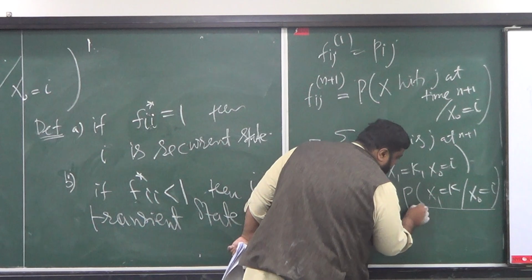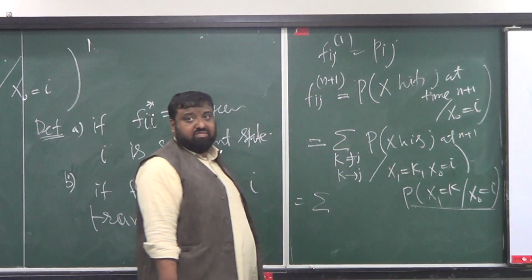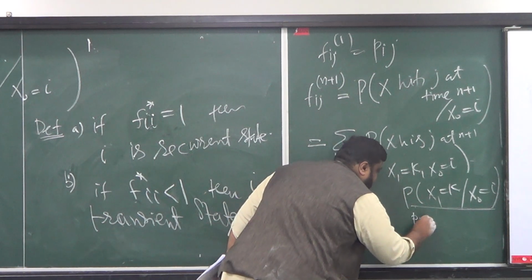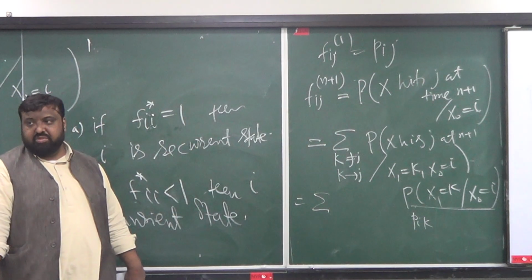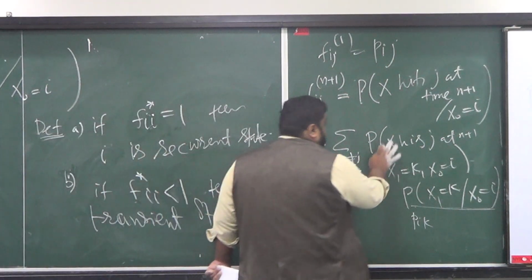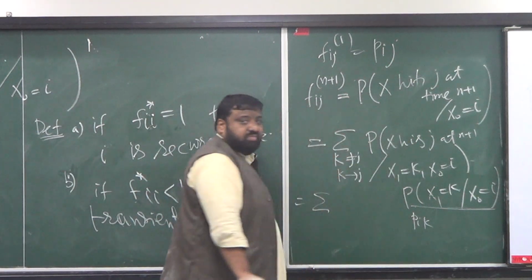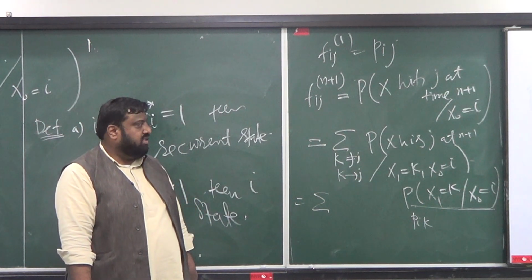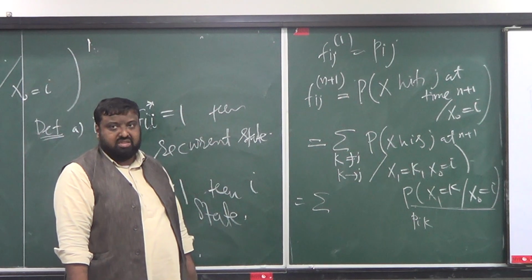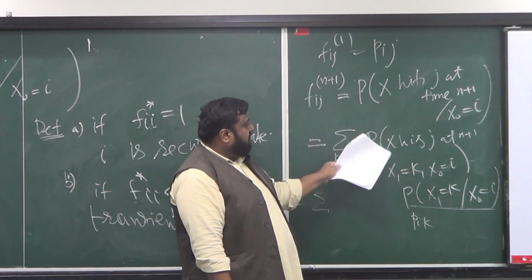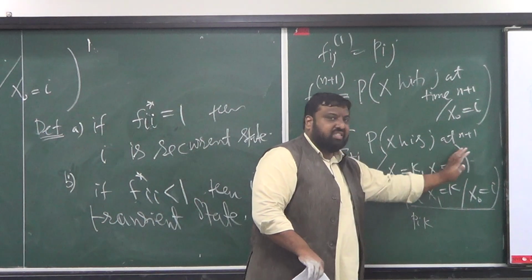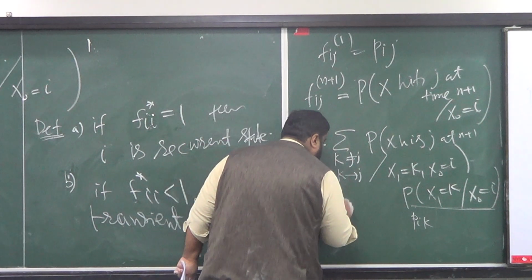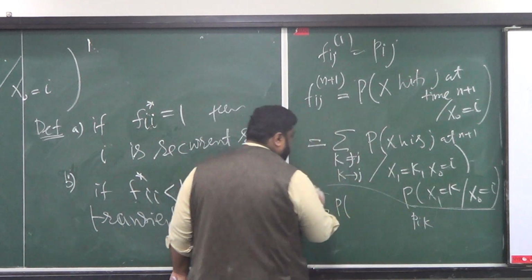So, can you say something interesting about this thing? This is what? This is P_ik, right? Yes, this is P_ik. Can I simplify this expression? Can I simplify this expression? The answer is yes. You are talking about a Markov chain, so you don't need this x naught given i. You can ignore it.